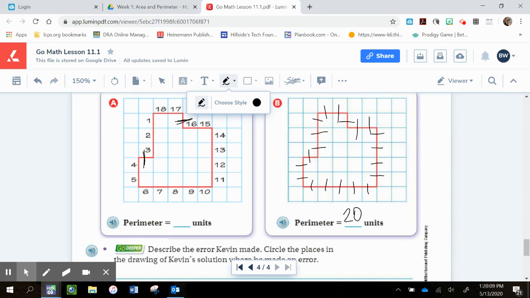So you have to be careful when you're doing perimeter that you remember each piece. This is a great way to make sure you're getting each of those, okay?